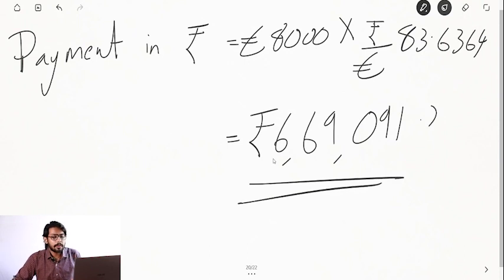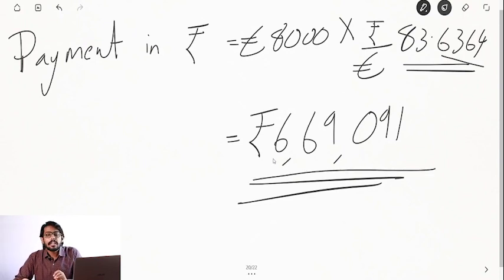If you want, you can give 0.2. 20 paisa in 6 lakh is an immaterial figure. Okay, so that is your call, but the exchange rate to 4 places in decimal, that is important. Okay, final answer: 6,69,091 rupees. Got it?